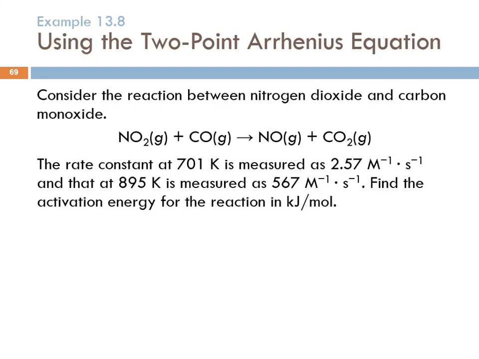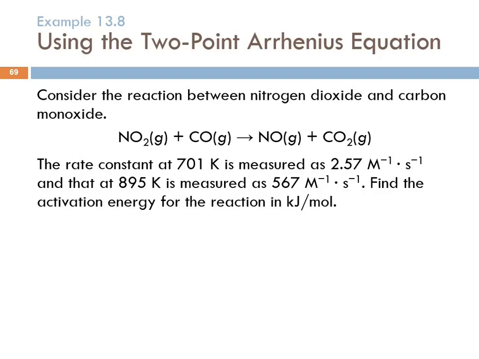Reaction between nitrogen dioxide and carbon monoxide. And we're told that the rate constant at 701 Kelvin is 2.57 molarity to the minus 1, seconds to the minus 1, and at 895 Kelvin, it's 567. So we've got a decent jump here in temperature, but the jump in the rate constant is huge. Find the activation energy for the reaction in kilojoules per mole.